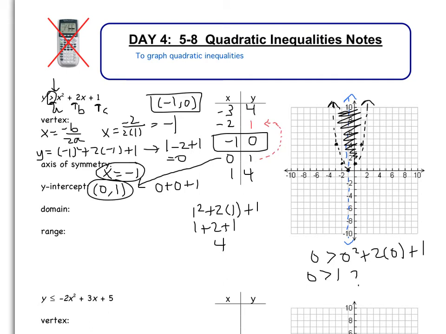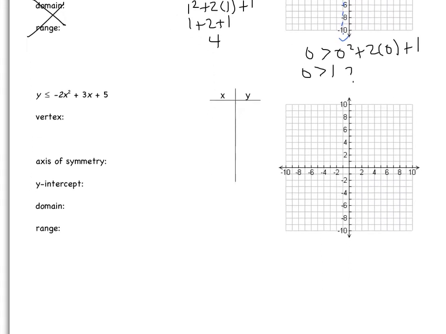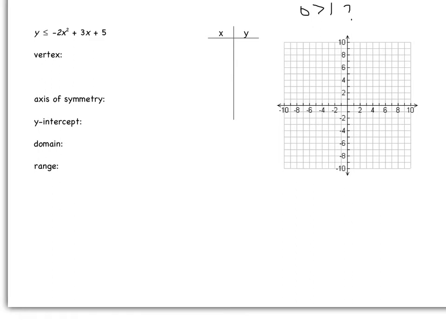Now we are not going to do domain and range for inequalities, so you can just cross those two right out. Okay, so that was the first example. It's almost exactly the same as what we did before. We just have to figure out the shading. That's the only difference. So we have a few more examples. Just to solidify this, I'm going to do the second example with you.